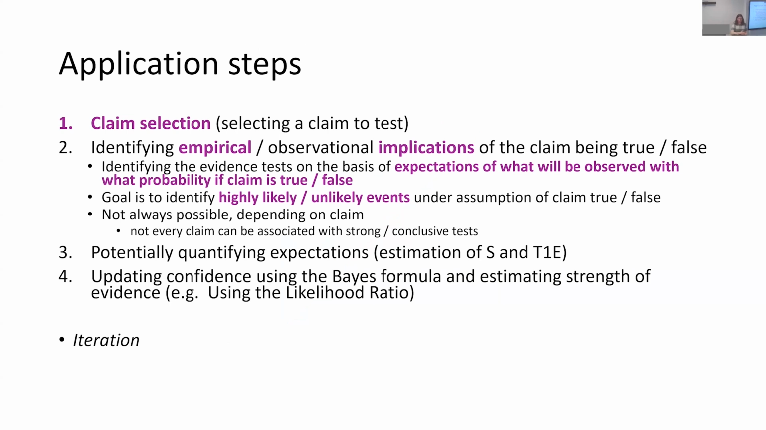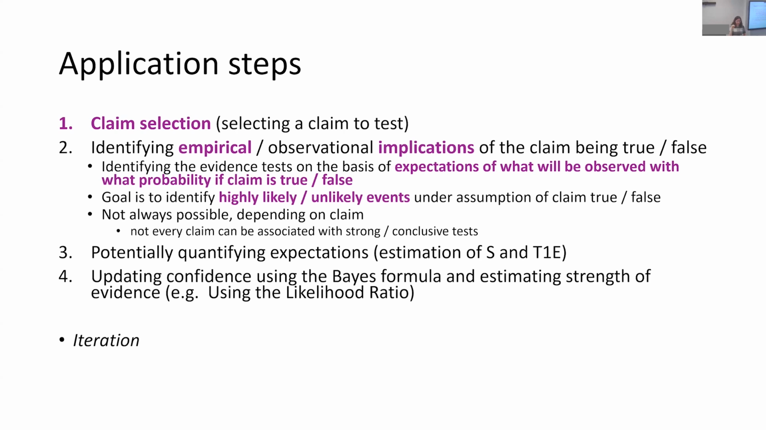Now, in terms of practical application steps, the first one, again, this is a sequence, but it's iterative. Claim selection. So selecting a claim to test, this comes with potential challenges because sometimes you work with stakeholders who take ages to focus on a small number of claims. And then once you have the claims, you identify the empirical implications of the claim being true or false. In other words, you identify the evidence test on the basis of expectations of what will be observed, with what probability, if the claim is true or false.